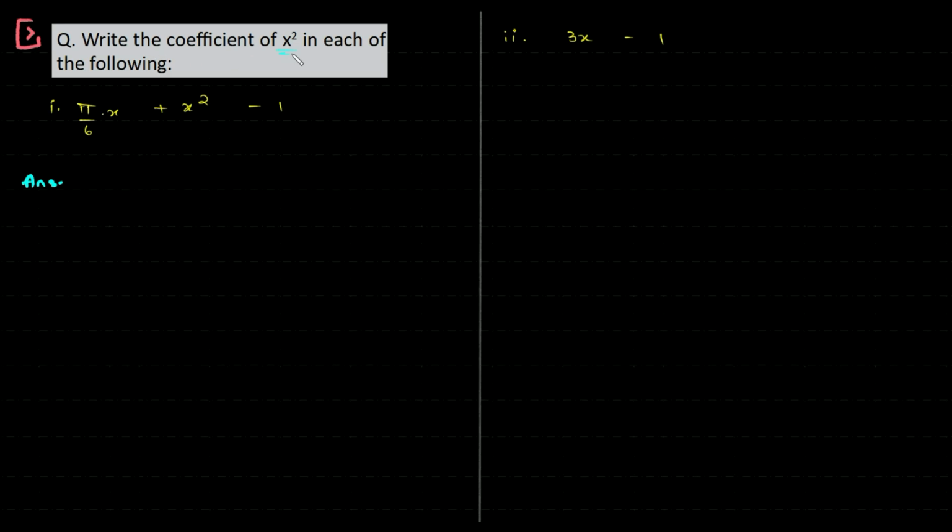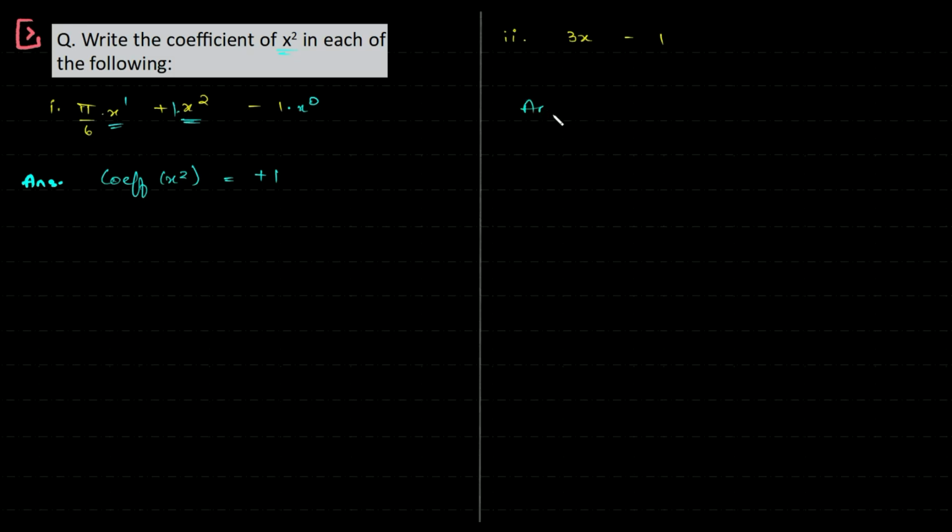Okay, now what is that? We are looking at coefficient of x square. Where is x square over here? Clearly this term. This is x to the power of 1 and this is x to the power of 0. The coefficient of x square is what? There is no number over here. What is the numerical coefficient? The numerical coefficient over here is 1. Okay guys, if there is nothing written over there, the coefficient is 1.